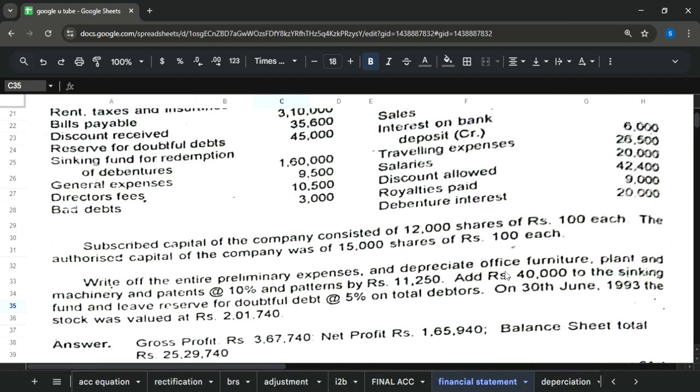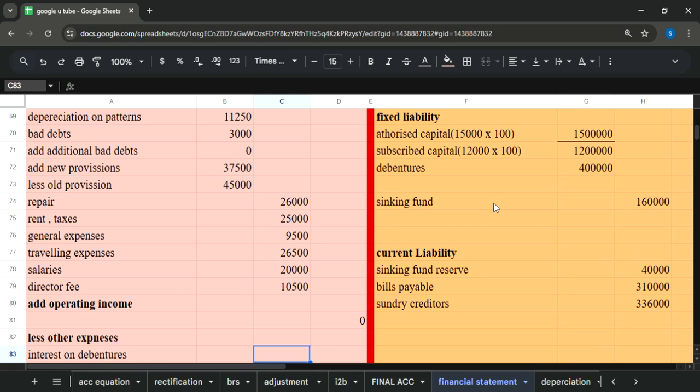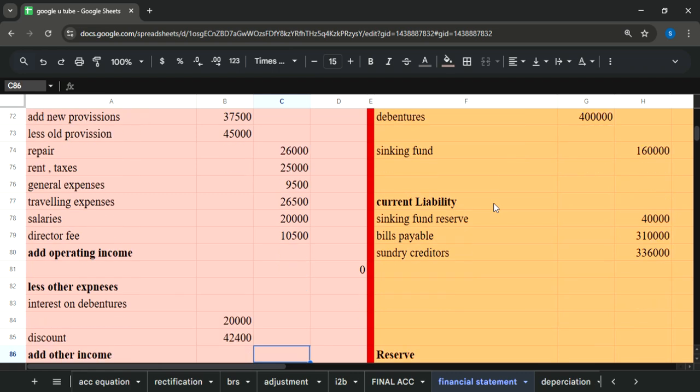Okay, the last is debenture interest 20,000. Okay, we were waiting for this, and here interest on debenture. Please note it down. Interest on debenture is mentioned over here. Total amount was supposed to be 20,000. Interest on debenture given in your book is 20,000.